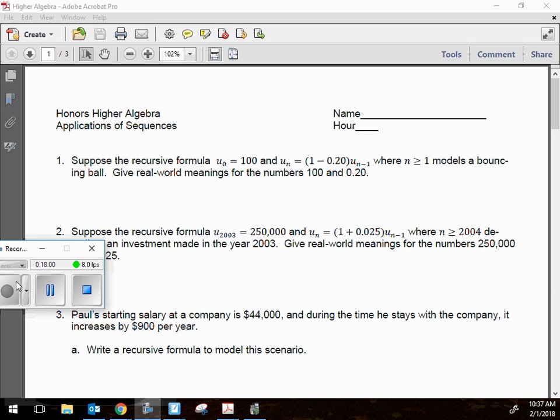Okay, here's the worksheet. The first few are pretty tame. It just asks you to think about, here's an equation, what would this mean? If it's talking about a bouncing ball, then what is the start of a bouncing ball? It probably is how high the ball was when it started. If the bounce is what it's all about, it has to be a height. So I'd say, give the real world meaning for the number 100. It's the start. Well, we know it's the start because it's u sub 0, right? Start height.